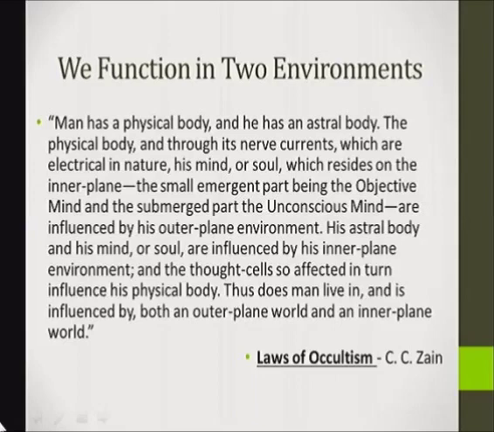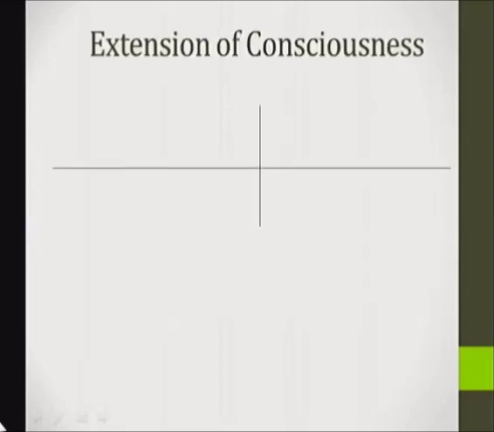Man has a physical body and he has an astral body. The physical body, and through its nerve currents, which are electrical in nature, his mind or soul, which resides on the inner plane, the small emergent part being the objective mind and the submerged part the unconscious mind, are influenced by his outer plane environment. His astral body and his mind or soul are influenced by his inner plane environment, and the thought cells so affected in turn influence his body. Thus does man live in and is influenced by both an outer plane world and an inner plane world. So we live in two worlds, each and every one of us.